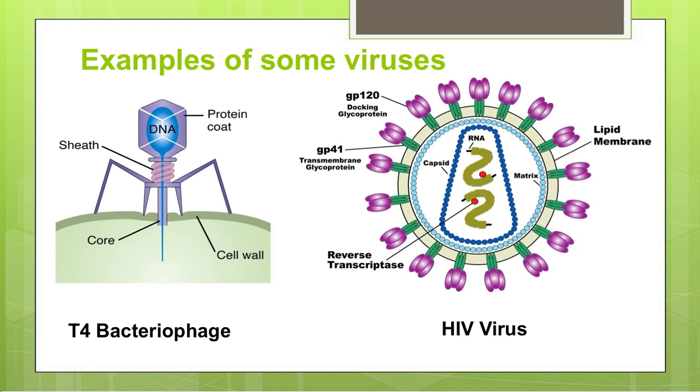So here's just a couple of examples to show you the variety of different shapes and forms that viruses can take on. T4 bacteriophage is a very simplistic kind of virus. It has a DNA core, and then it has this protein coat, and essentially that's most of it. That's really all there is. The HIV virus is a lot more complicated. It's an RNA-based virus, and it's got the capsid, which surrounds the genetic material.